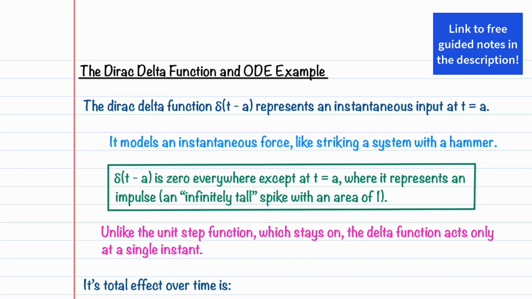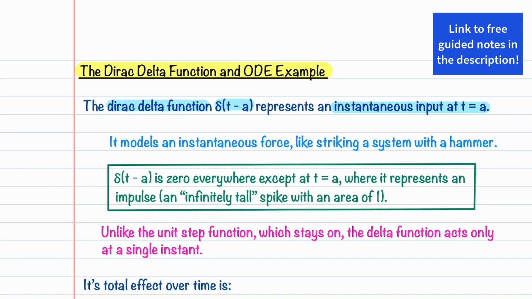We're now going to learn about the Dirac delta function and walk step by step through solving a differential equation that has a Dirac delta function as its input or forcing function. The Dirac delta function, written as delta of t minus a, represents an instantaneous input at t is equal to a. Think of it as a hammer strike, a huge force delivered for an infinitely short instant.